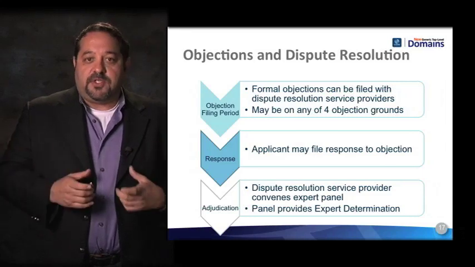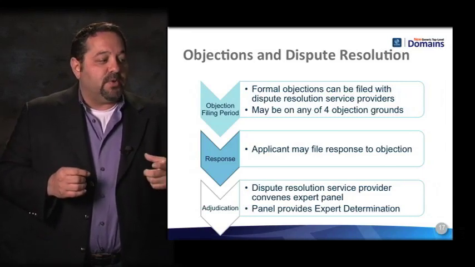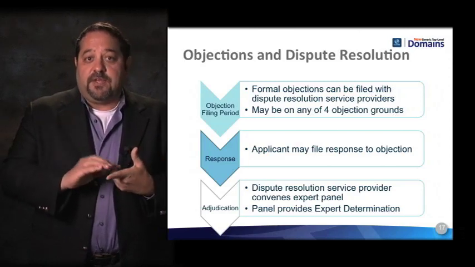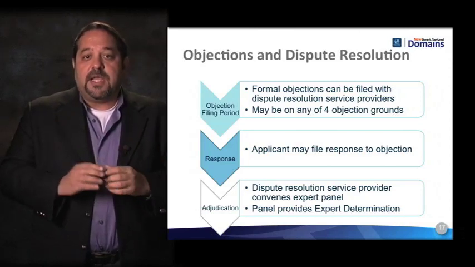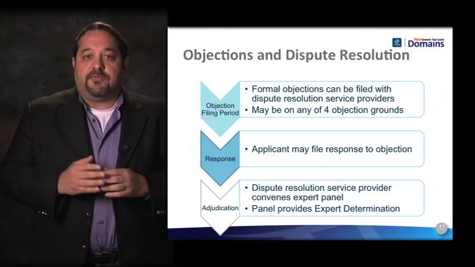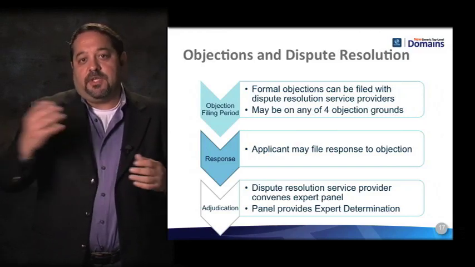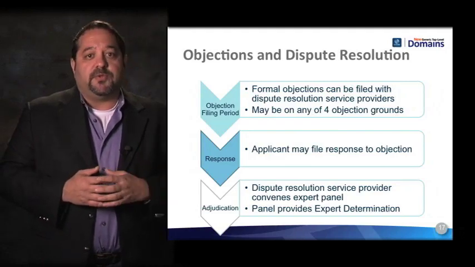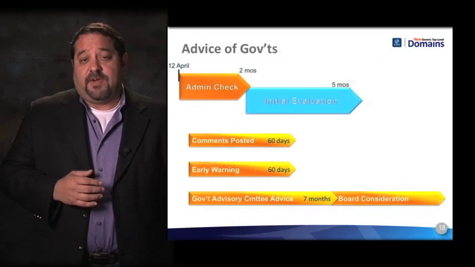Once that information is collected, a group of expert panelists will review the objection and the information, if any, provided by the applicant, and will make a determination if the applicant is successful or if the objector is successful. And at that point, that information will then get posted on our website. So, the advice of government.